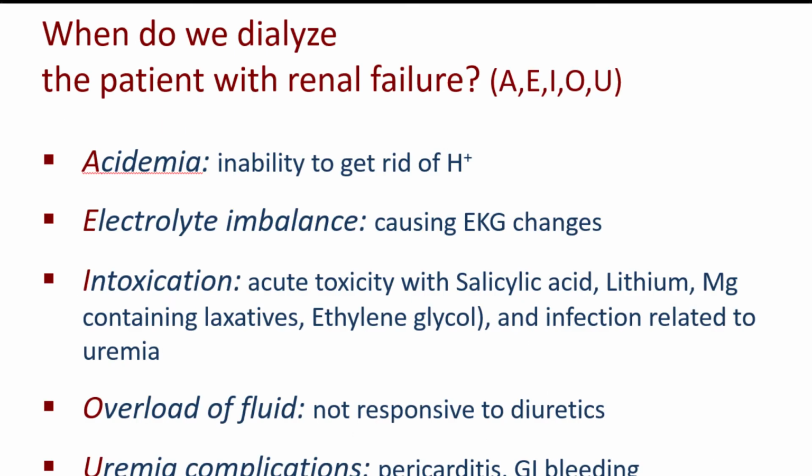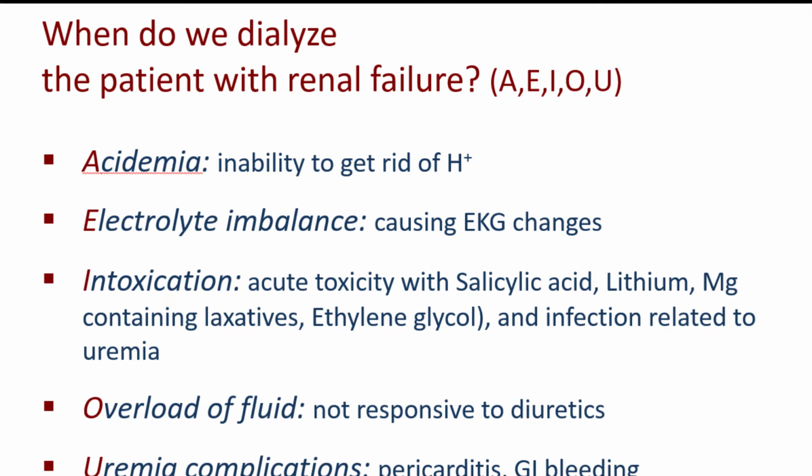When are we going to dialyze our patients with chronic kidney disease or chronic renal failure? Simply remember your vowels: A, E, I, O, U. These are the indications of dialysis. A: Acidemia. Whenever the pH is low, severe acidosis, this is an indication for dialysis. E: electrolyte imbalance that leads to ECG changes. I'm talking about hyperkalemia, hyperkalemia that causes tall peaked T waves. This is an indication for dialysis.